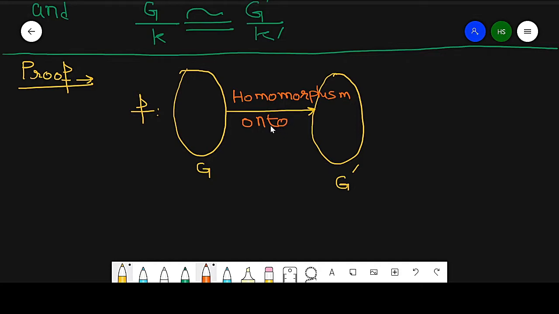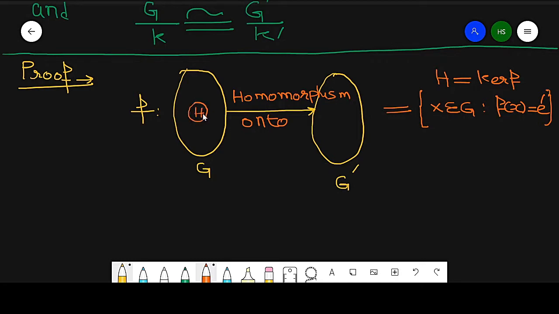And what is H? H is the kernel of f. So what is the kernel of f? This is the set of all elements x of G such that f of x equals e dash. So this is the set H, which is the kernel of f.